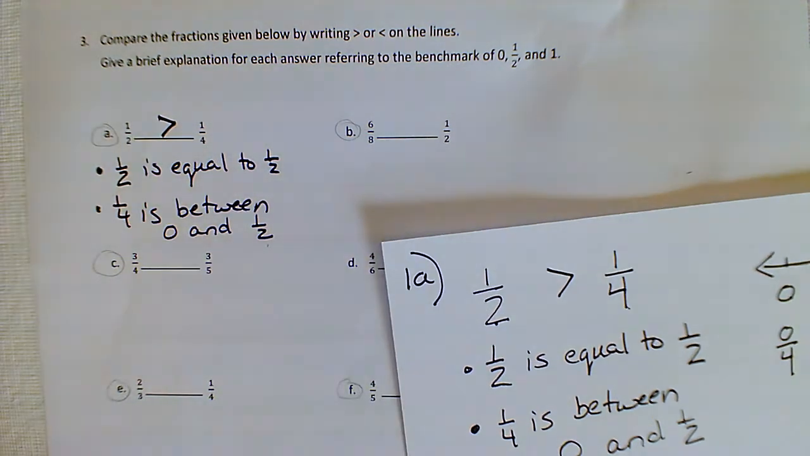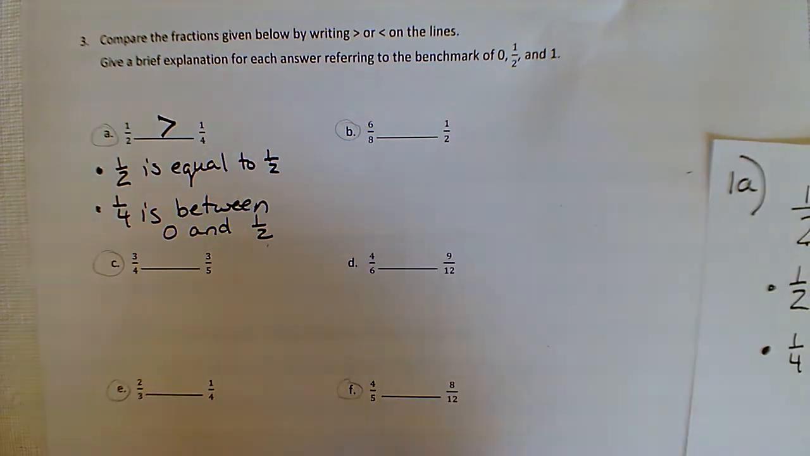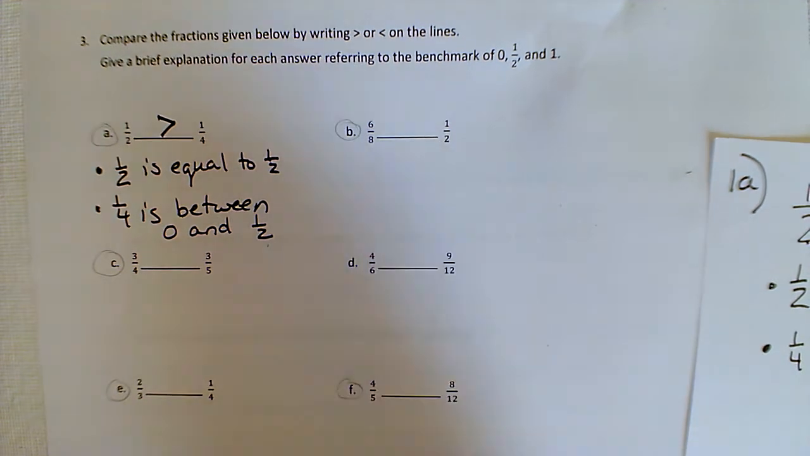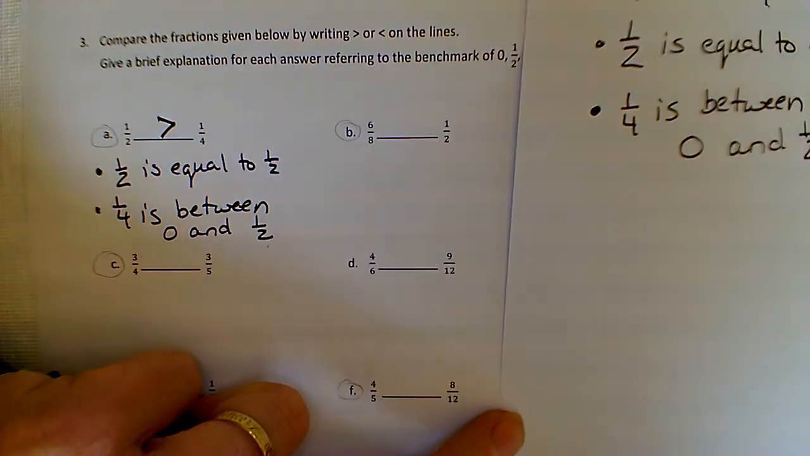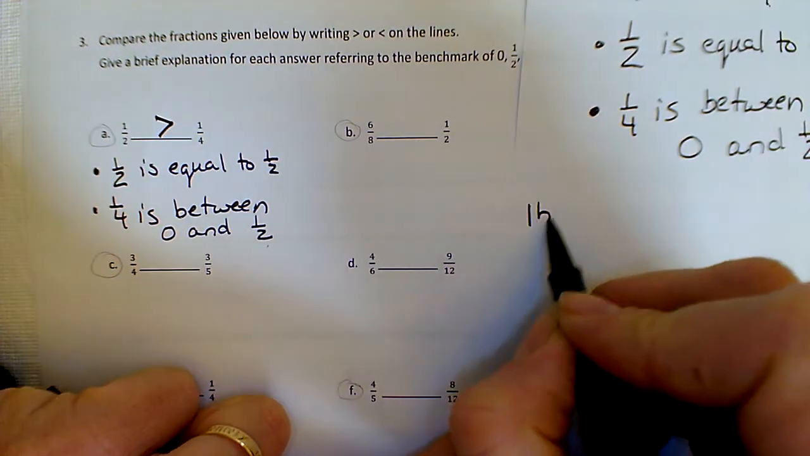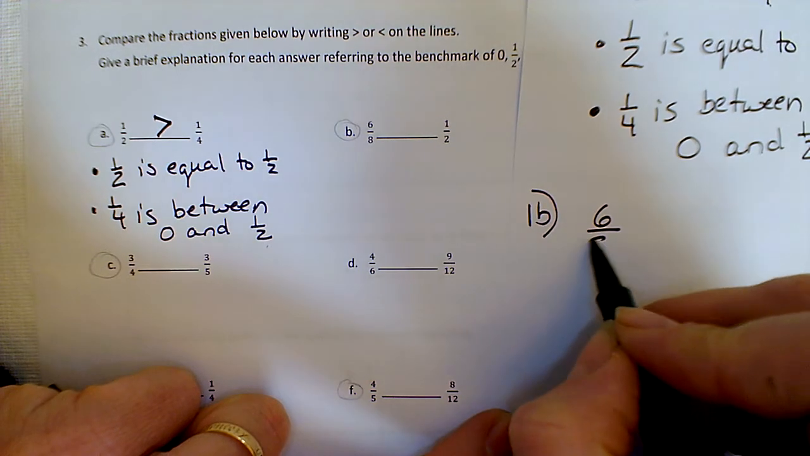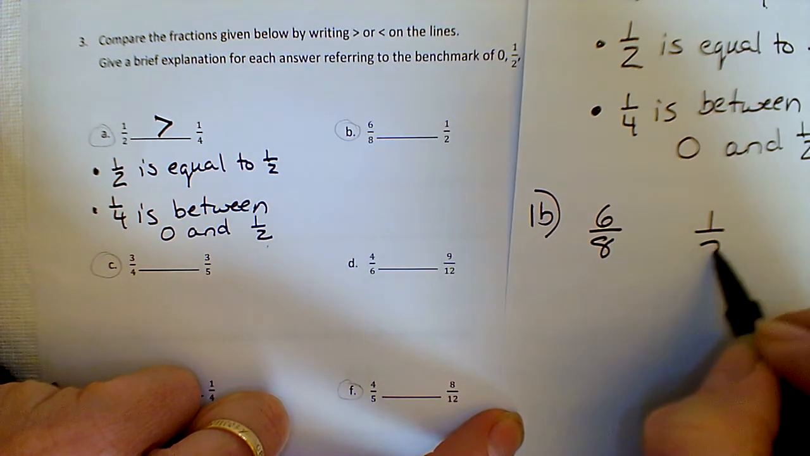Okay, so let's take a look at B. So B is asking us to compare 6/8 and 1 half. So again, we're lucky because we have one of those benchmarks. So let me write it down for us. So we're doing 1b, and we're looking at 6/8, and we're comparing it to 1/2.